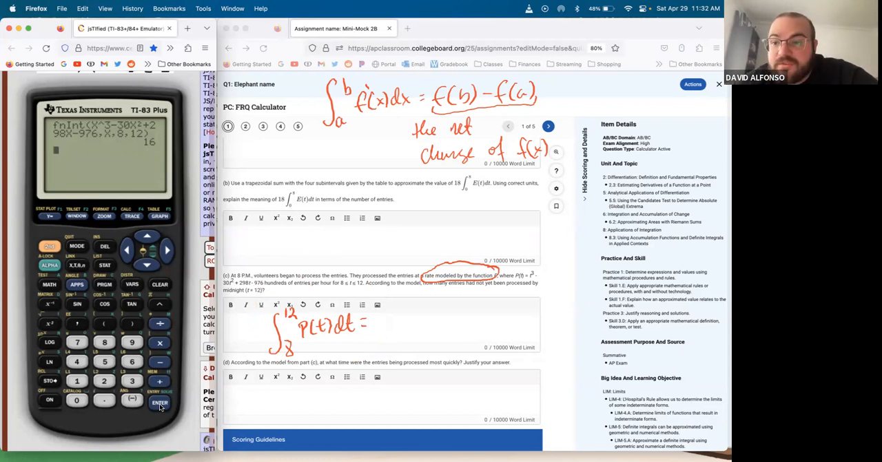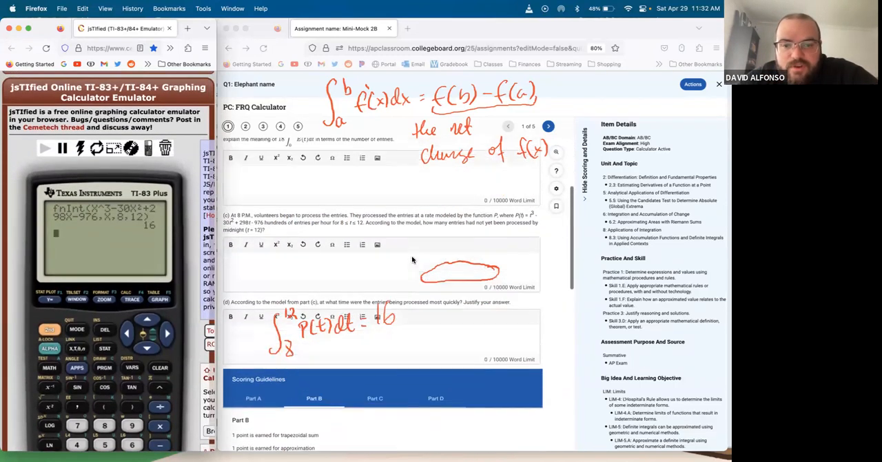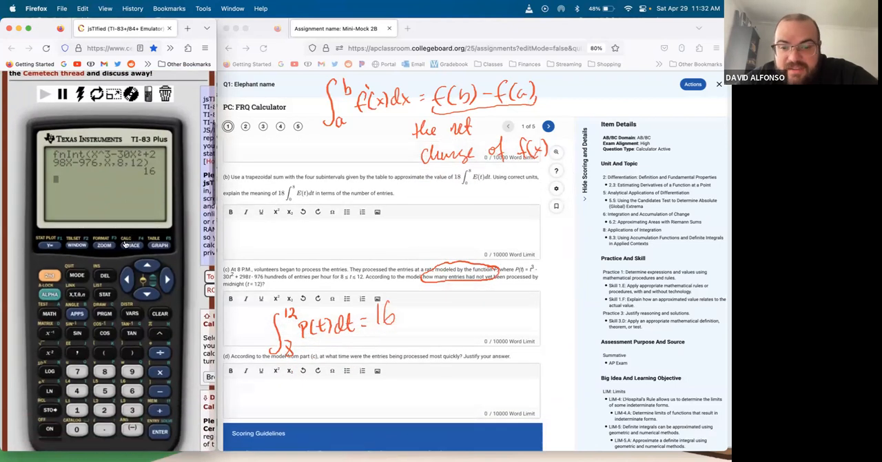But that's it. You don't have to do any work. That's the beauty of this section. As long as you know how to set up the integral, the calculator will do all the work for you. So all you say is this is equal to 16. So this is the amount of tickets processed between 8 and 12. But at 8 hours, there were 23 tickets submitted, as we said, right? It was 23. So if there were 23 tickets submitted and only 16 were processed, how many would that be?